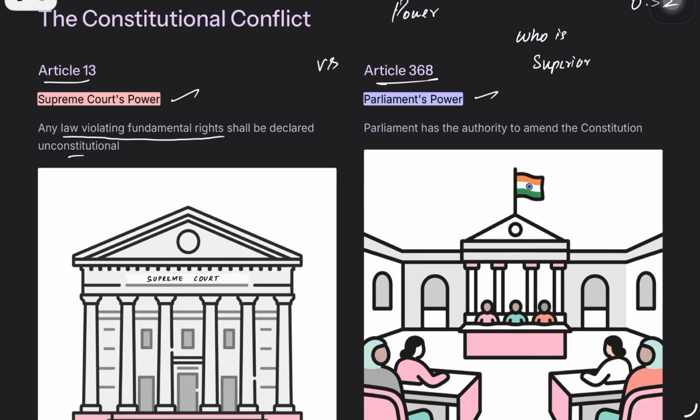On the other hand, there exists another provision called Article 368. Article 368, to put it simply, grants Parliament the constitution amending power. So as you can notice, on one hand there is the Supreme Court that says, hey Parliament, if you create any law that violates the Constitution's fundamental rights framework, I'm definitely going to declare it unconstitutional. And on the other hand, the Parliament says, how dare you do that? I've got power under the Constitution to amend the Constitution, therefore you can't do anything. So this was the tussle that was going on between Parliament and India's top court.